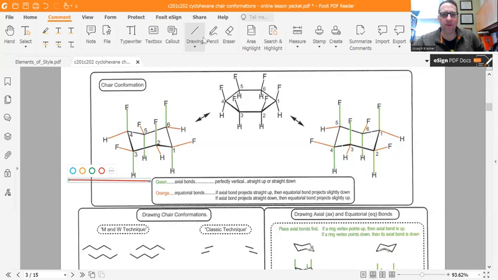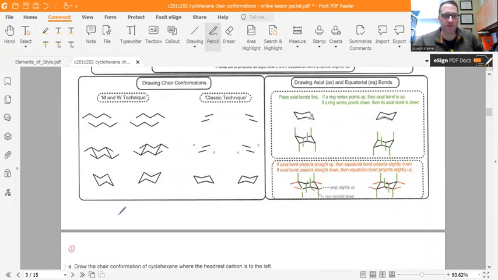By the way, if you encountered some trouble drawing chair conformations, there is a saving grace called the M and W method. You want to make a wide M and a wide W, but how I did it here is not correct, because you have to offset the M and the W. The M has to be a little bit ahead, or the W has to be a little bit ahead. That's ready. And then you notch the interior carbons like this, and there you have a good chair conformation.